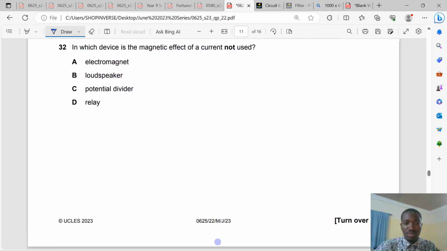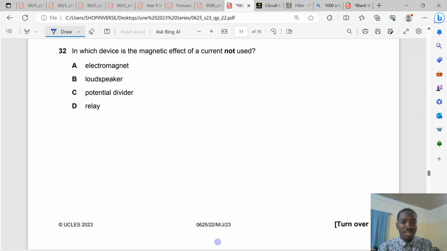Question 32. In which device is the magnetic effect of a current not used? Which device does not use electromagnetism? Electromagnet, of course, it uses it. Loudspeaker, yes. A loudspeaker has a magnet and a coil in it. Potential divider, is it the potential divider?